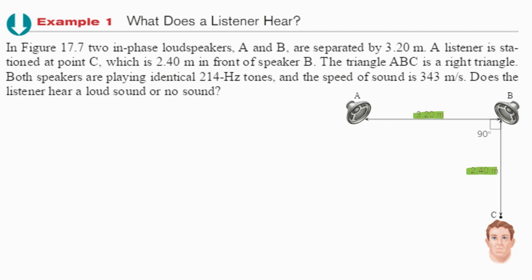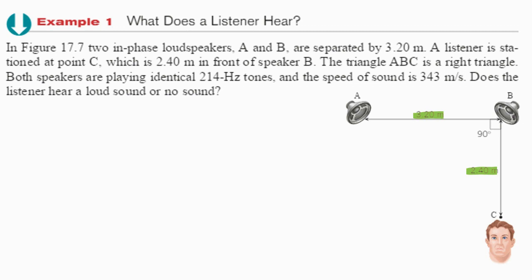Because you have sound waves coming from speaker B traveling 2.4 meters to the person. You have sound waves coming from speaker A traveling some distance to the person. And if there's constructive interference, then those amplitudes should add together, resulting in a louder sound. If there's destructive interference where those waves meet at point C, then the amplitudes are going to cancel out and the person shouldn't hear anything.